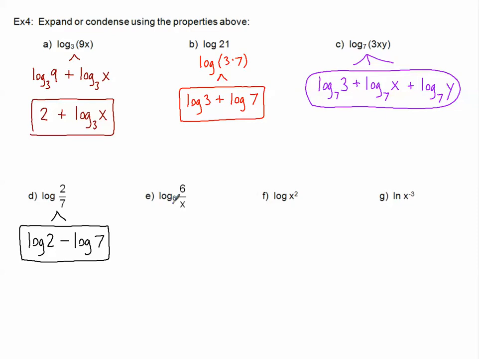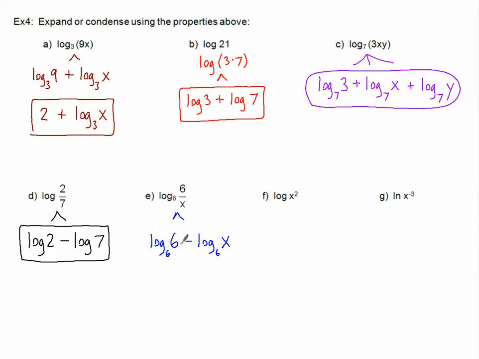The log base 6 of 6 divided by x looks very similar to this one. Of course, I have a different base, but it's the same idea. I'm using my quotient property. I'm going to write the log base 6 of 6 and take away the log base 6 of x. That's what my quotient property says. I can split up the quotient into two separate logs with a minus sign.